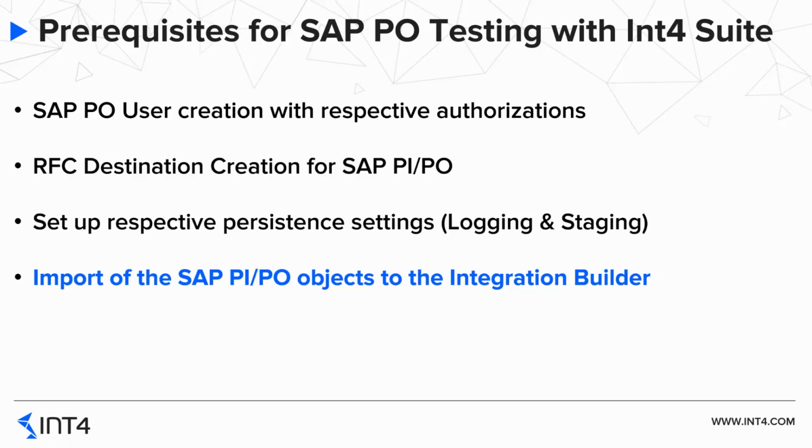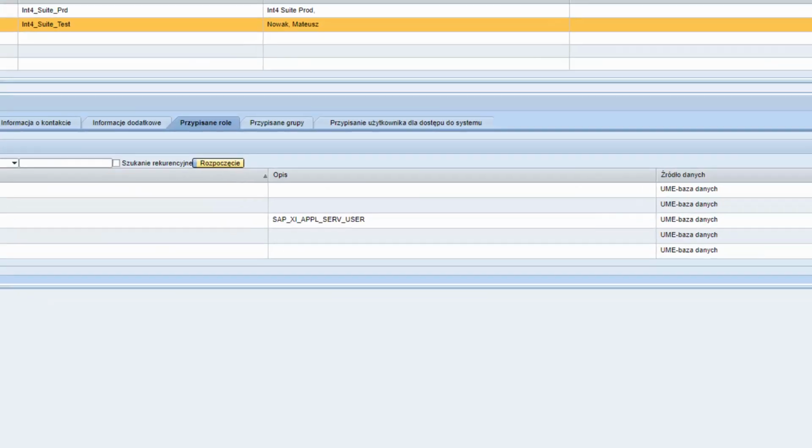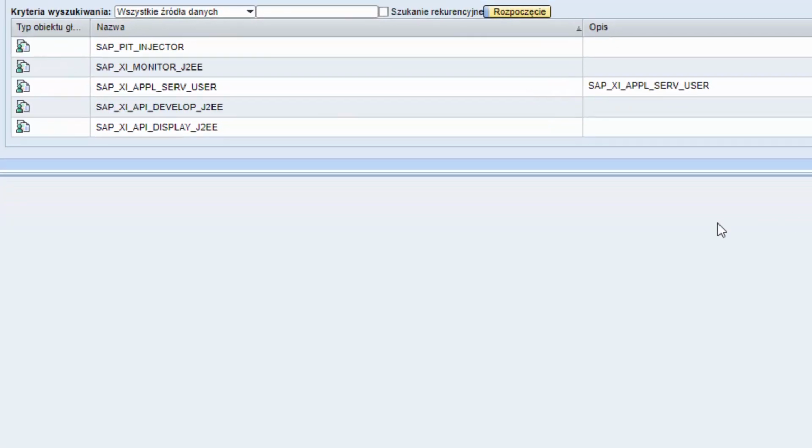First, you need to create the SAP PO communication user that will be used in the RFC destination created in the next step. For the non-productive environment, create a user with the authorizations listed on the screen. These authorizations will allow the user to test SAP PO interfaces.